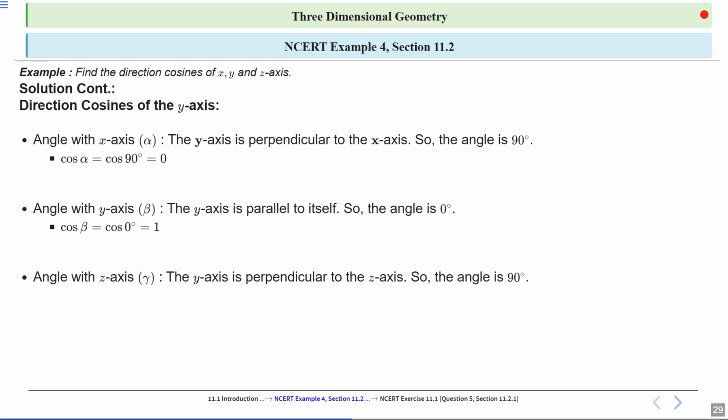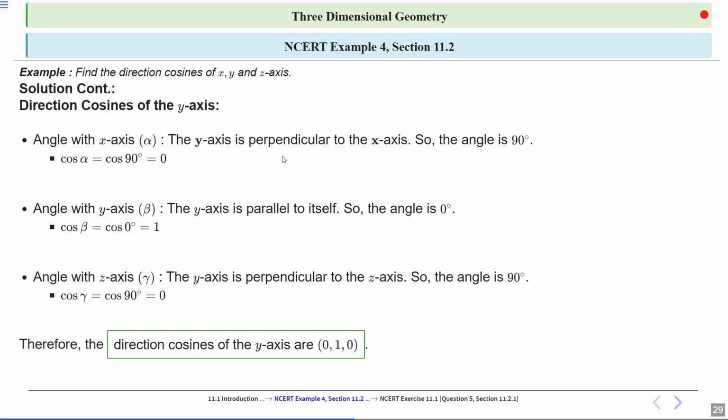Let's consider the angle between the y-axis and the z-axis. The y-axis is perpendicular to the z-axis, so the angle gamma is 90 degrees. So we need to now find the cos gamma, which is cos 90 degrees, which is 0. So putting it all together, the direction cosines of the y-axis are 0, 1, 0. That is cos alpha equals 0, cos beta is 1, and cos gamma equals 0.